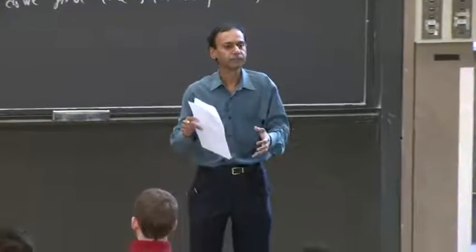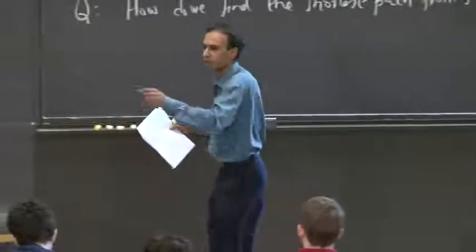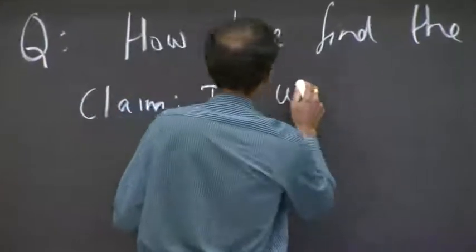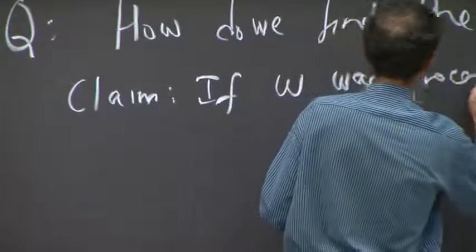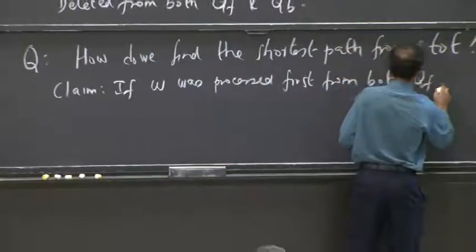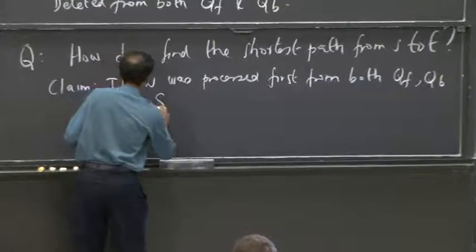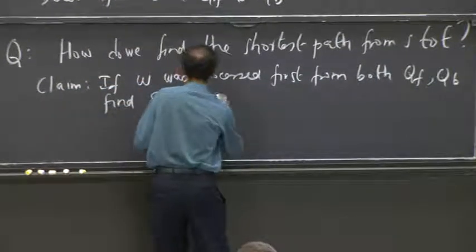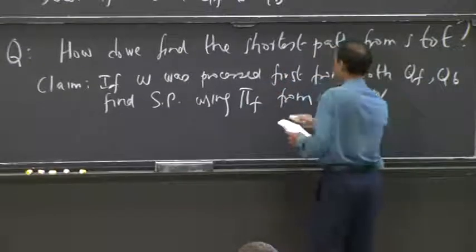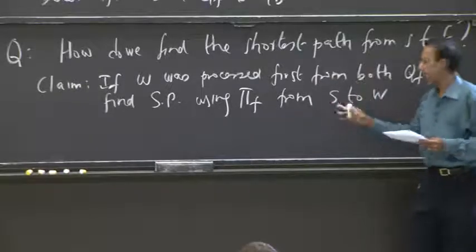At the meeting point, we know that it was processed in both queues. All right, was that what you were saying too? Okay, so the claim is if W was processed first from both, or extracted from both QF and QB, then find the shortest path using pi f from S to W, right? So you can use pi f to get from S to W, and the way you do that is by applying pi f to W and then keep applying it until you get to S.